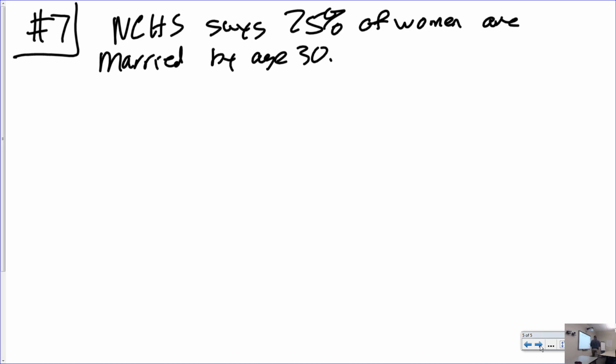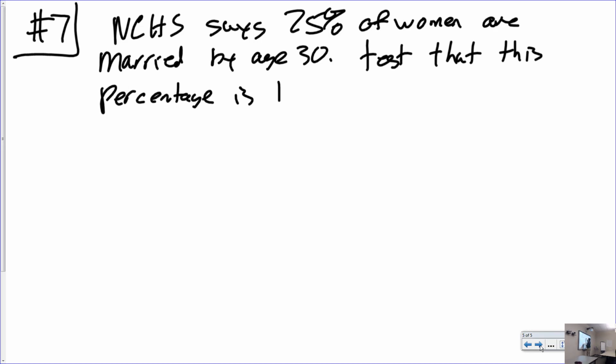Patrice wants to test and claim that it's less than this. Test that this percentage is too high. At, what was our level of significance? Alpha equals 0.10.